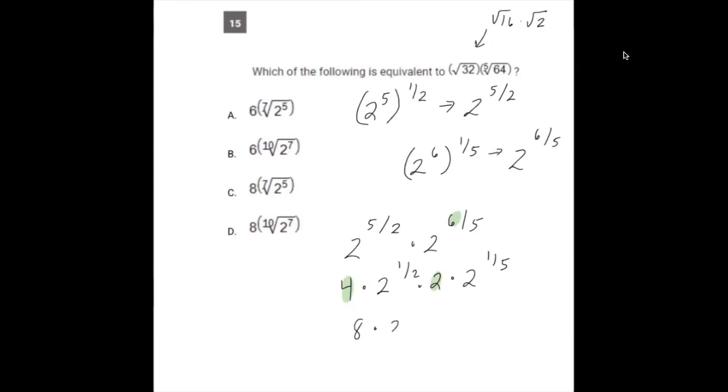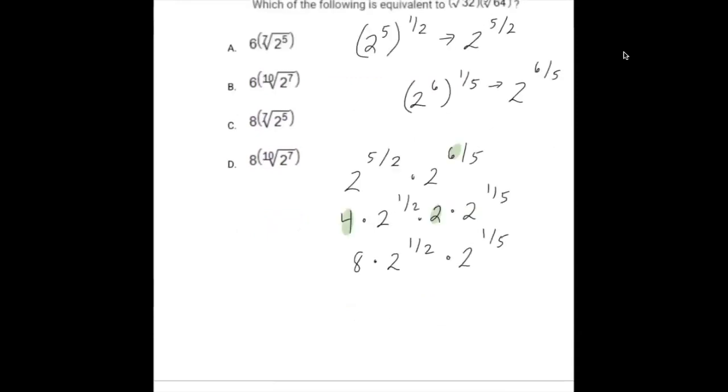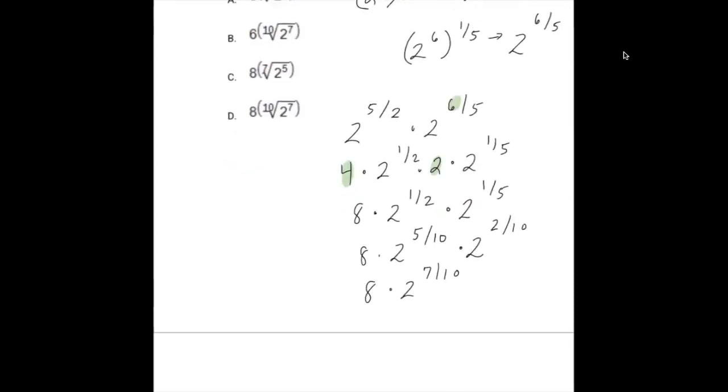And then we're just left with a situation where we have to create a common denominator to combine our 2 to the 1/2 and our 2 to the 1/5. That's going to get us to our answer because this gives us 2 to the 5/10 times 2 to the 2/10, which gives us 8 times 2 to the 7/10. A fractional exponent can be rewritten just exactly as this answer choice has here. You can see it's the same numbers, so that's our answer right there. D, 8 times the 10th root of 2 to the 7th.